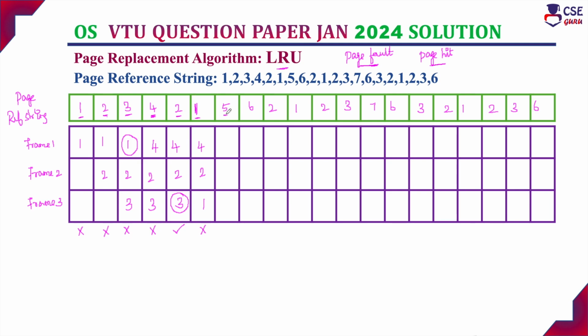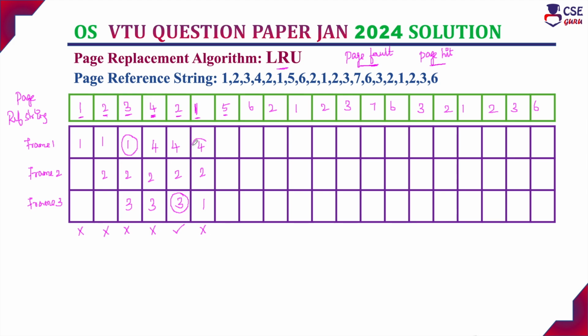Next reference page is 5. That is not available in any of these 3 frames. So you need to select a victim page. So if you are considering 5, recently used is 1, next recently used is 2, and least recently used is 4.